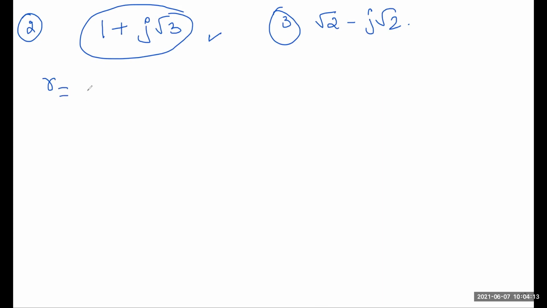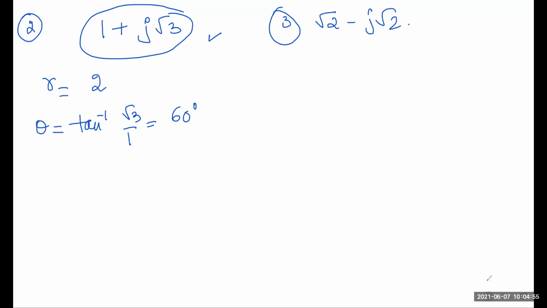R is 2, ma'am. Yes, r is 2. What will be theta? Theta is tan inverse root 3 by 1. Okay, something it will come. I get 60 degree. Yes, 60 degree, correct. So theta I got is 60 degree.